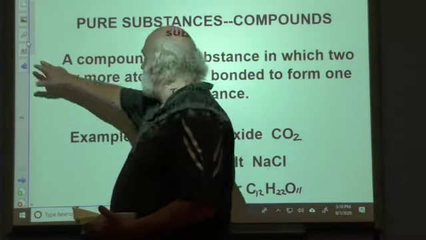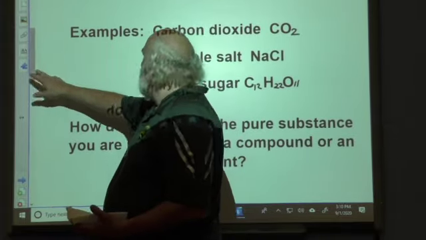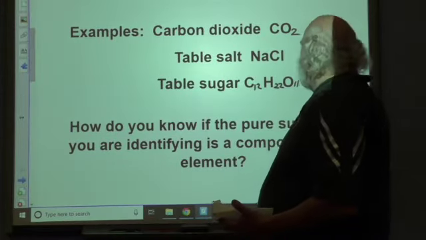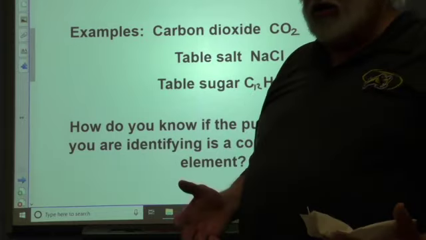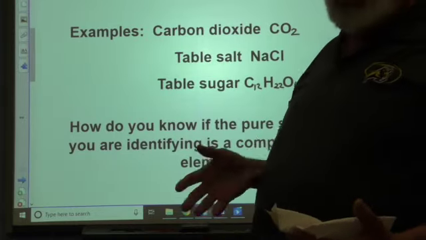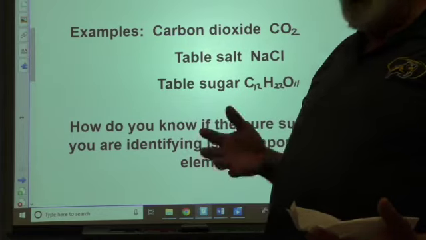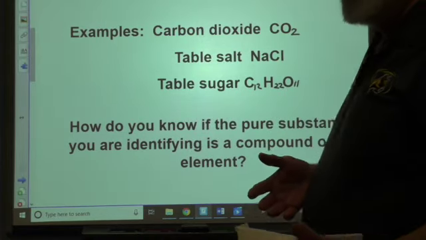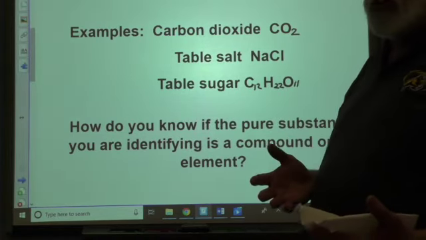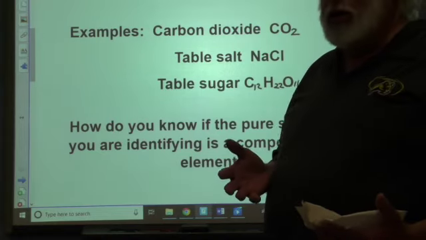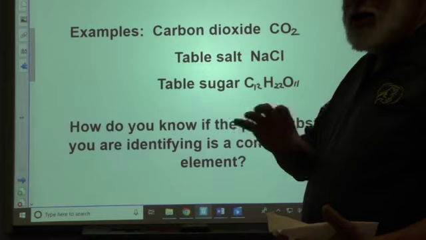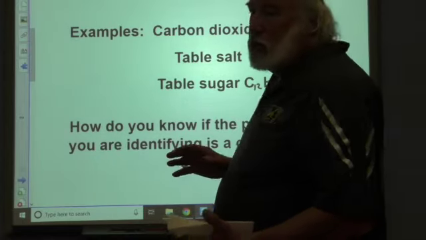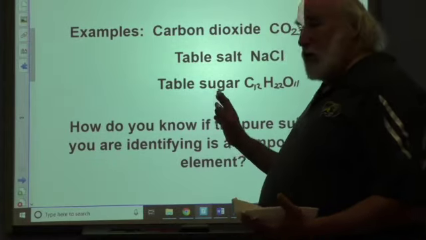Examples. Carbon dioxide, CO2. Now, carbon dioxide is a gas, so we can't see it. There's no color to carbon dioxide. Now, some gases do have color. Fluorine, for example, is yellow. Pure fluorine is yellow. It's not the stuff you find in toothpaste. That's fluoride, and that's something completely different.